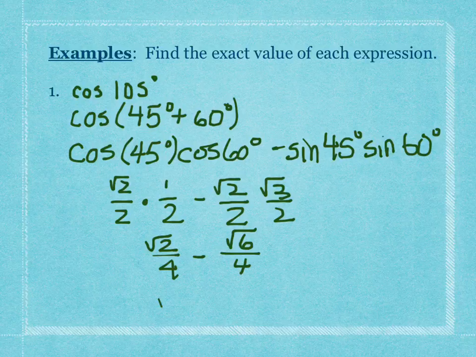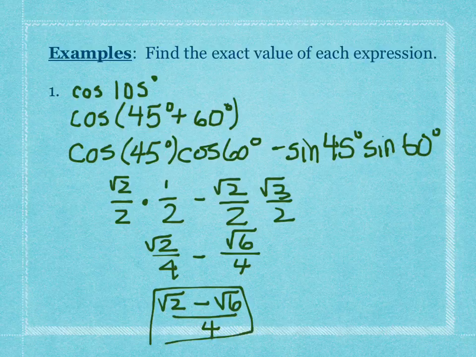And the best we can do to combine these is to write them as square root 2 minus square root 6 over 4. Please do not think that you can simplify that square root 2 and that square root 6 and somehow put them all underneath one square root. That is absolutely not a property of square roots, okay?